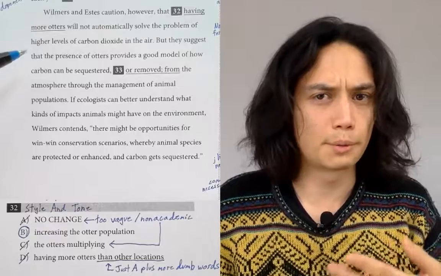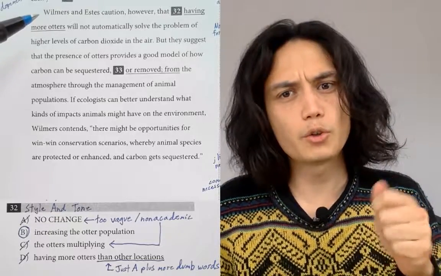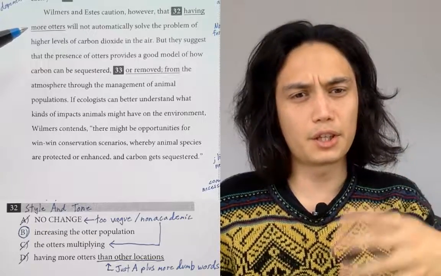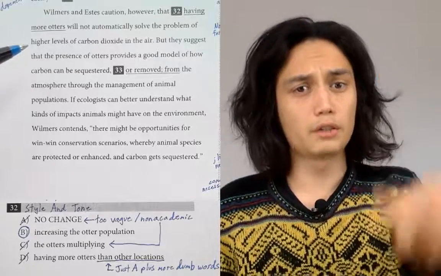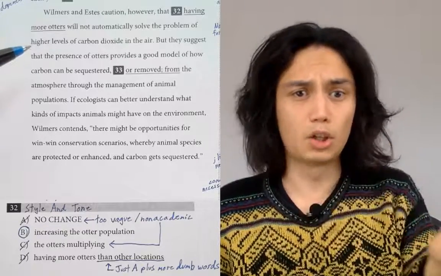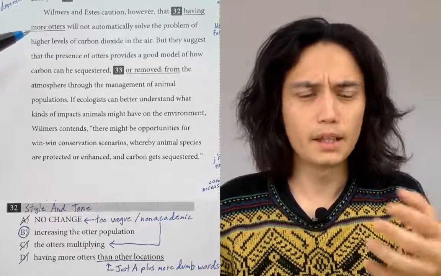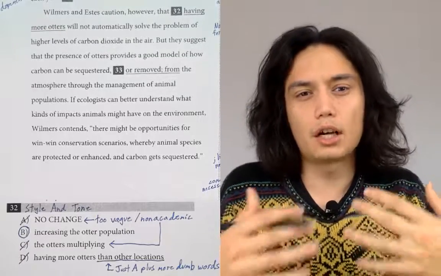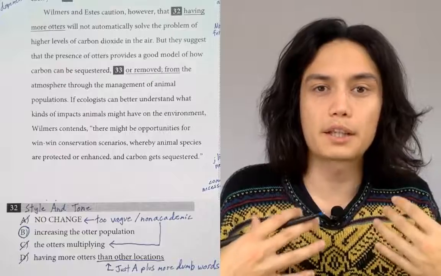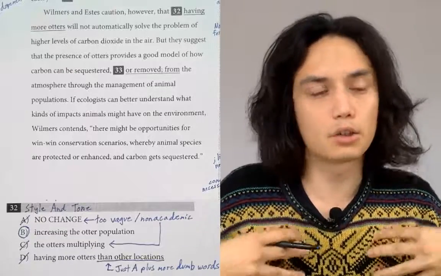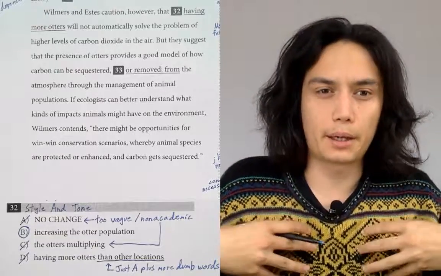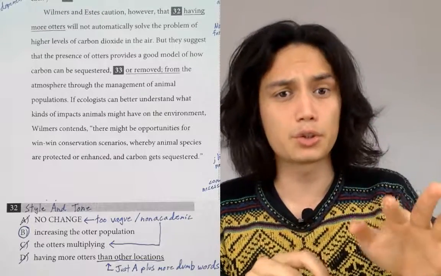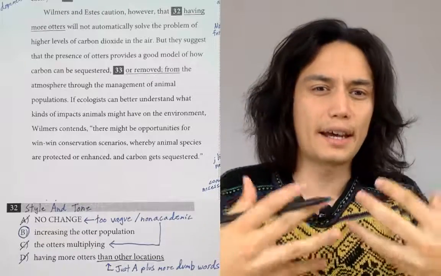They help fight global warming by protecting kelp. And here Wilmers and Estes are cautioning that if the otter population goes up, if there are a lot of otters all of a sudden, that's not going to just solve global warming out of nowhere. And to discuss that in terms of having more otters, it's just not clear. I can have more pets, but that's because the pets are mine. They're Mike's pets. Who's having pets? Mike's having pets. And here, these are wild sea otters out in the ocean. It's not clear who's having them.